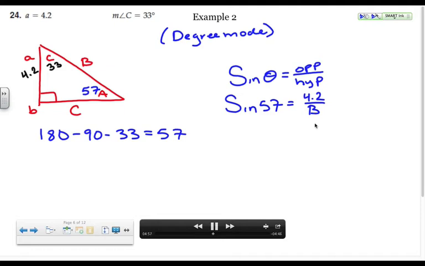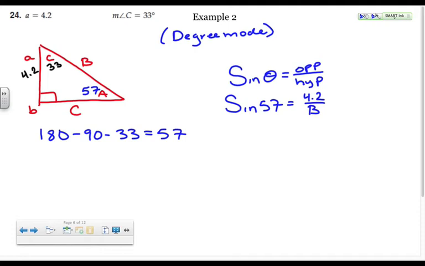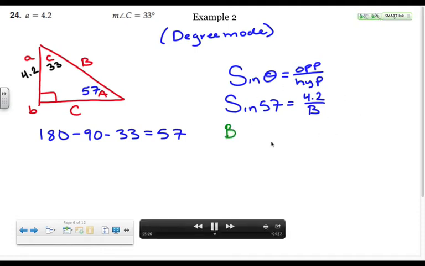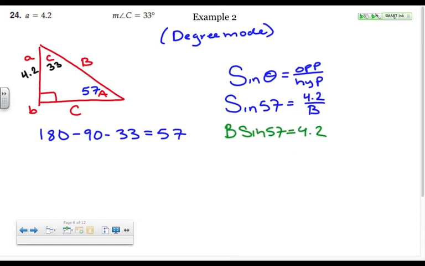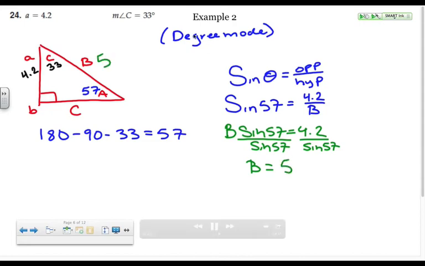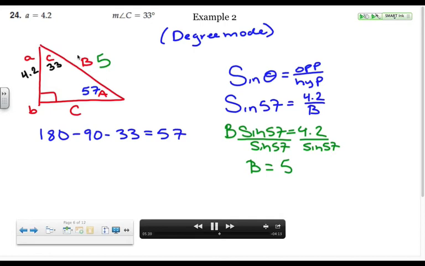So then I can now solve this algebraically by multiplying both sides by b. And if you know an easier way to do this, you don't have to go through all the work. But I do need to see this step for sure. So b times sine 57 equals 4.2. Then I divide by sine of 57. And I get b equals 5.